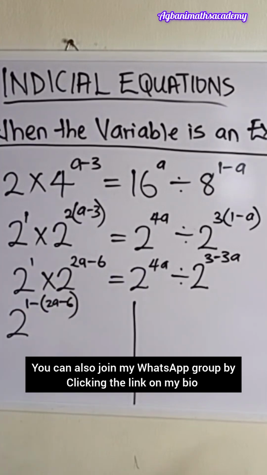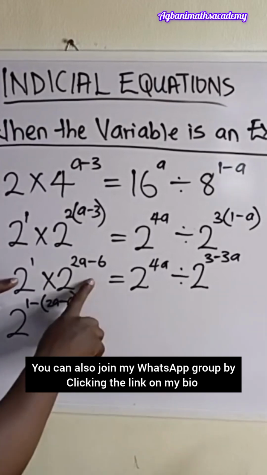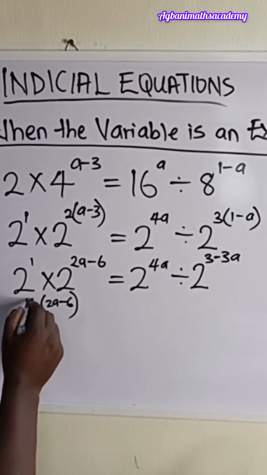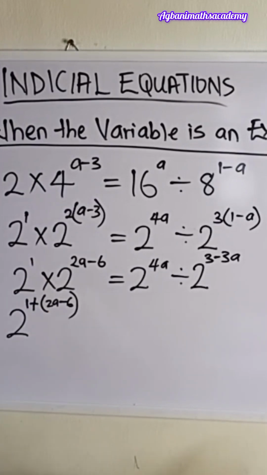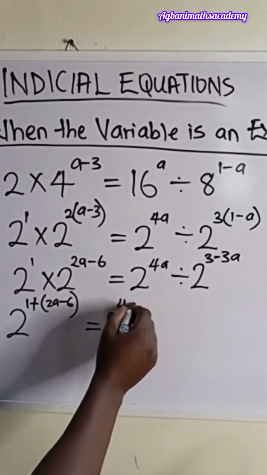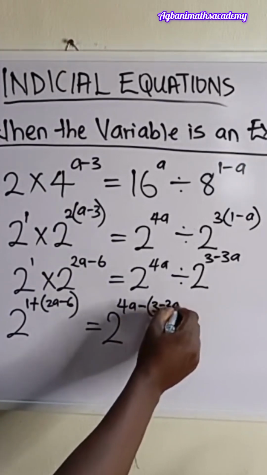Does it make sense? So what we have here, we have reduced it to this point. Does it make sense to everybody? Oh, thank you. It's plus because multiplication. That's why I have this phone over here so I can see in case I make a mistake along the way. Thank you, guys. Equal to 2 to the power of 4a minus 3 minus 3a.